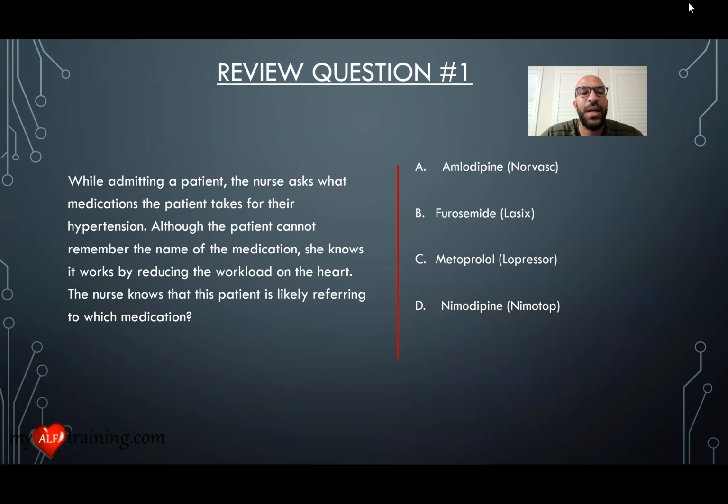While admitting a patient, the nurse asks what medications the patient takes for hypertension. Although the patient cannot remember the name of the medication, she knows it works by reducing the workload on the heart. The nurse knows that this patient is likely referring to which medication. So this question might be tricky, but I have confidence and faith that you'll be able to figure it out. So, which medication here, and I included the brand name and the generic name, works by reducing workload on the heart? Which medication?